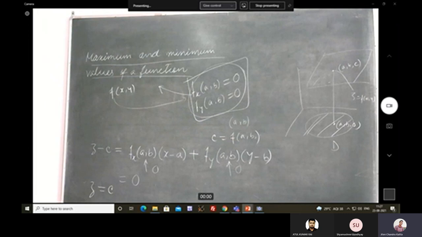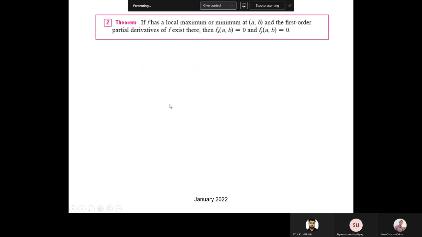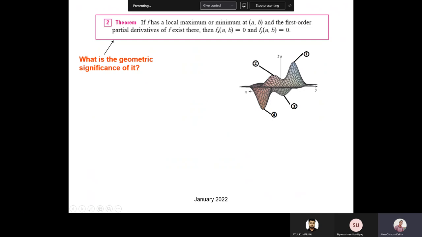Okay. So now if the tangent plane is nothing but z equal to c, what does that mean? Parallel to the xy plane. So yes, it is parallel to the xy plane. So the tangent must be a horizontal line. Okay, fine. And it is obvious.